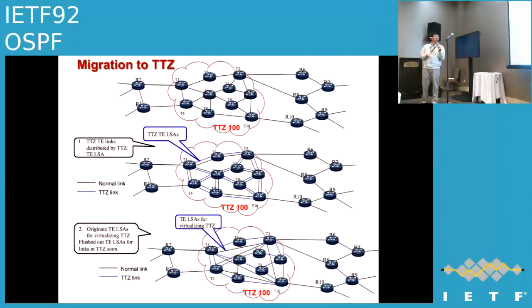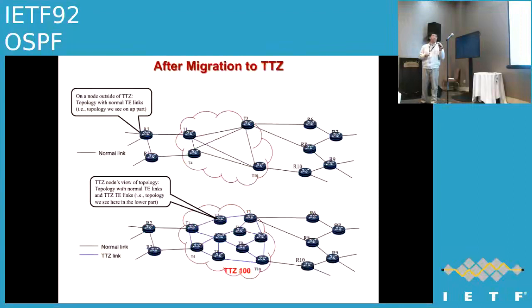So edge node will originate the TLSAs to virtualize those kind of edge to edge TE links. And then we can flush out those TLSAs for the link inside TDZ right away. So next page. So after migration, we can almost immediately have a clear picture from outside. Every node outside will see this topology, and then this TDZ is virtualized. So inside the TDZ, we have the whole picture of the network.